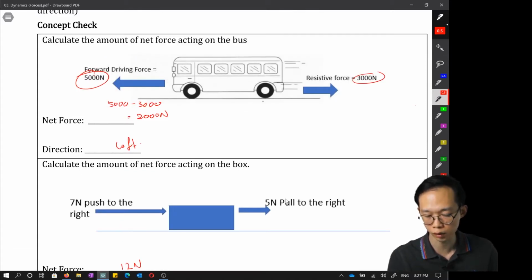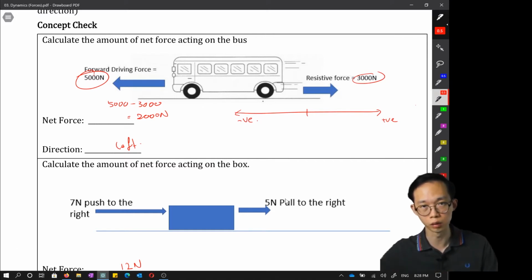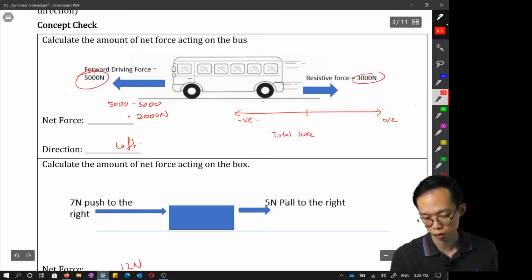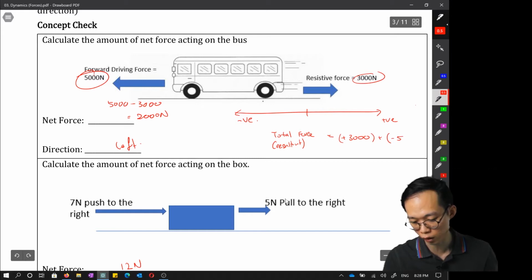From a vector's perspective, sometimes what we do is we assign a positive and negative sign to a direction. For example, in this diagram, we can say this direction is positive, this direction is negative. Which side is positive and which is negative is totally up to you. When you get to the final answer, that positive or negative sign is just an indication of the direction. Given that, let's say we choose the right side as positive, then the total force, or the resultant force, would just be the sum of all the forces. Now we have 3,000 to the right, so this is positive 3,000, added to 5,000 to the left. Now the left side is the negative side, so 5,000 to the left is actually plus negative 5,000.